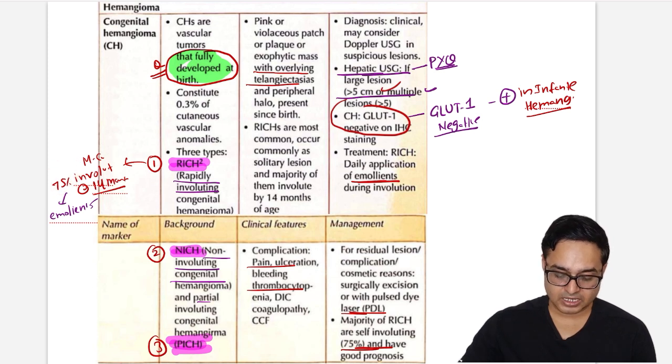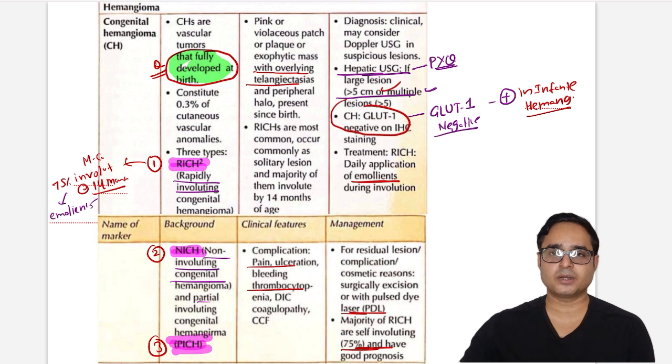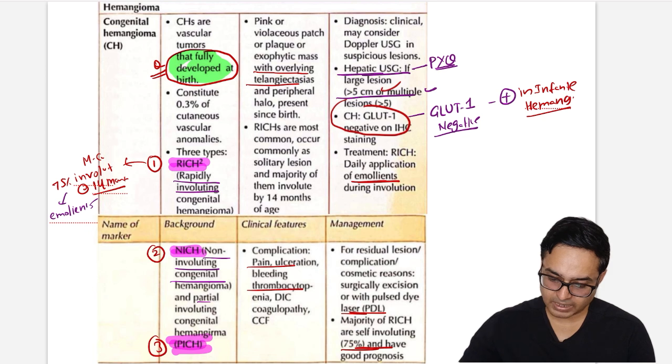75% of these congenital hemangiomas involute at around 14 months, and till then only emollients are required for treatment or for cosmetic purpose, and RICH is the most common congenital hemangioma. So RICH is most common, generally involutes after 14 months, mostly 75% involute, and emollients are generally used in treatment of these. So these were RICH. Okay, so what happened?